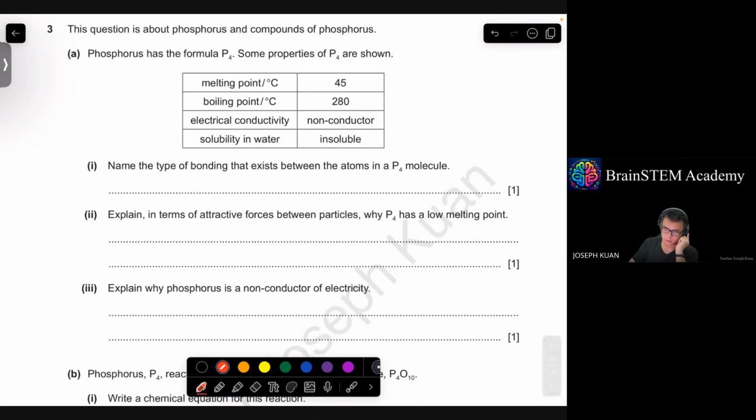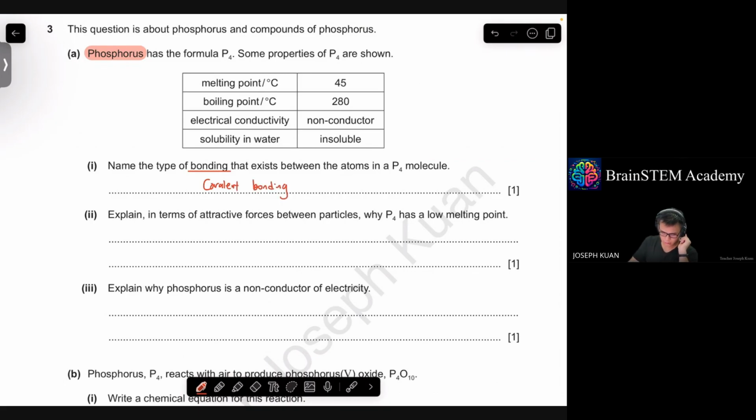3. The question is about phosphorus and compounds of phosphorus. Phosphorus has the formula P4. Some properties of P4 are shown. Name the type of bonding that exists between the atoms in the P4 molecule. So as we know, phosphorus is a nonmetal, and this is actually a molecular structure, meaning that this is actually covalent bonding.